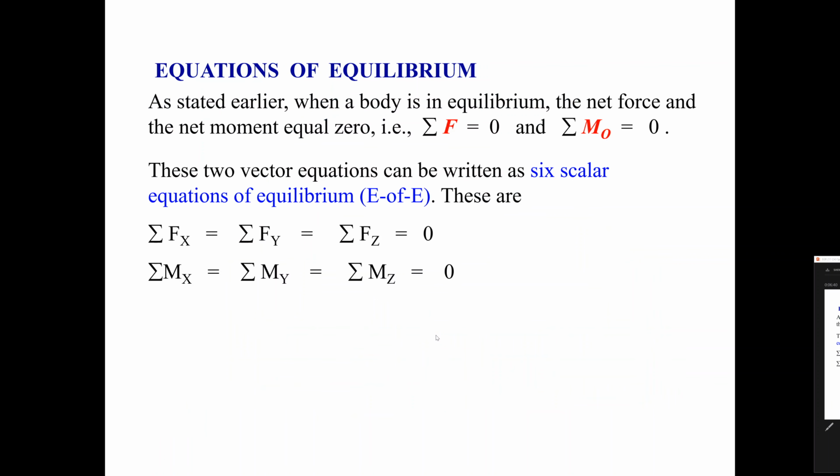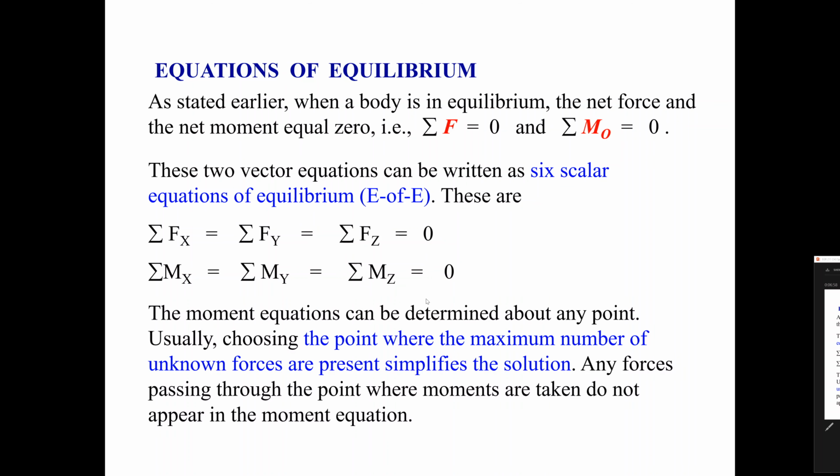Here are our equations of equilibrium. So for 3D, we've got all of them equal to 0. We have the forces in the three directions, and the moments about each of the three axes, all equal to 0. And when you are looking for unknowns, if you're solving a problem where the maximum number of unknown forces are present at a specific point, then typically if you use that as your point to write a moment equation, it's usually easier to solve the problem.